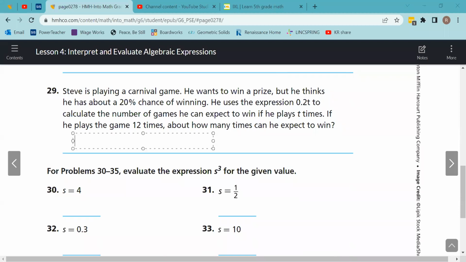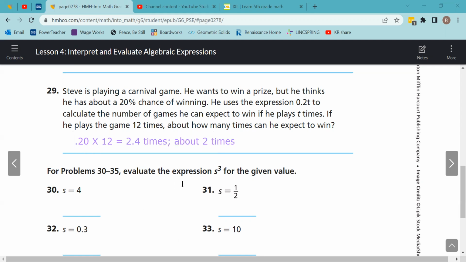Different ways to solve this. Personally, I would do 0.2 or 20% times 12. So 0.2 times 12. Okay, I hope I'm setting this up right. Yep. So we get 2.4 when you calculate it, but he's not going to play 4/10 of a time. They wouldn't sell him a ticket for that, right? So we'll say about 2 times, or about twice if you'd rather write it that way.